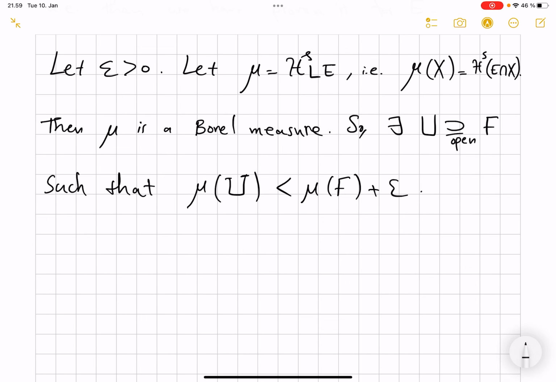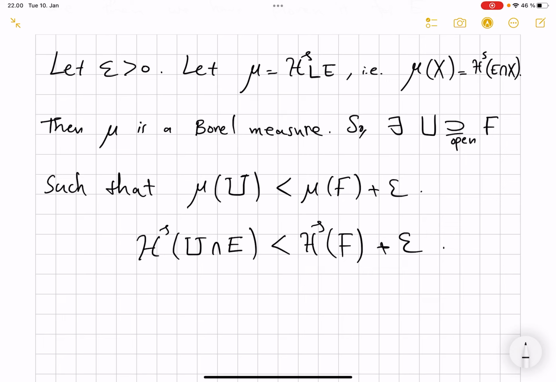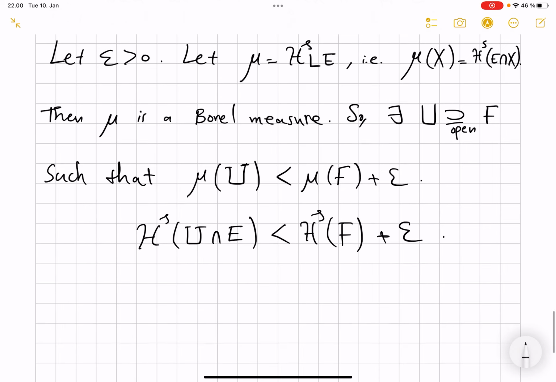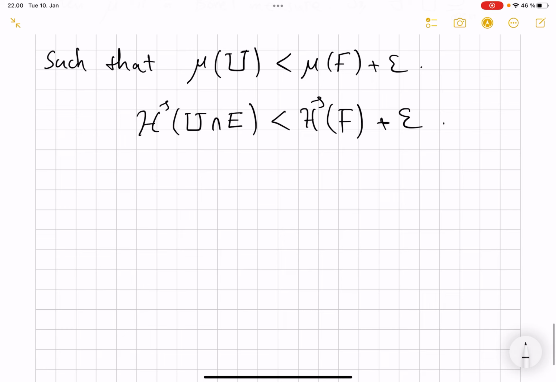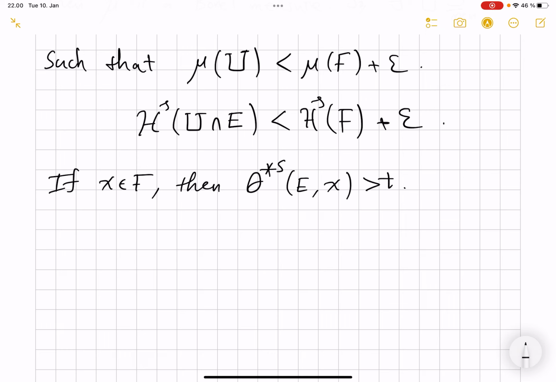But let's translate this. What is that? Mu of U is nothing other than HS of U intersected with E. And this will be HS of F intersected with E. But F is a subset of E, so we just don't need to intersect. So that is this. Okay, if X is in F, what does that then mean? Then the upper density of E at X is bigger than T.